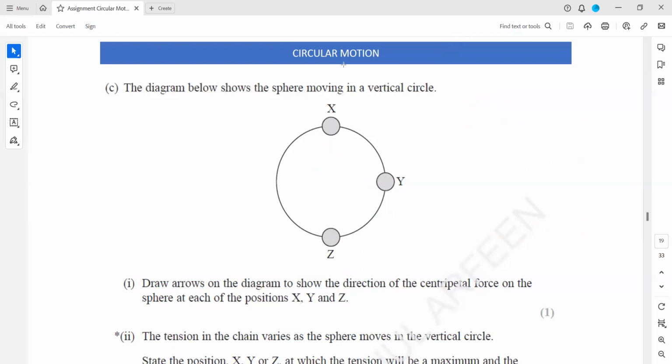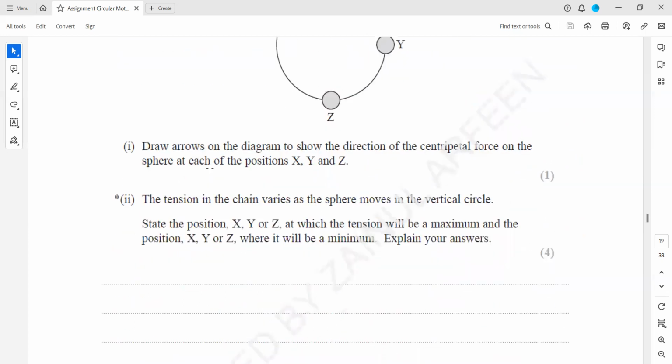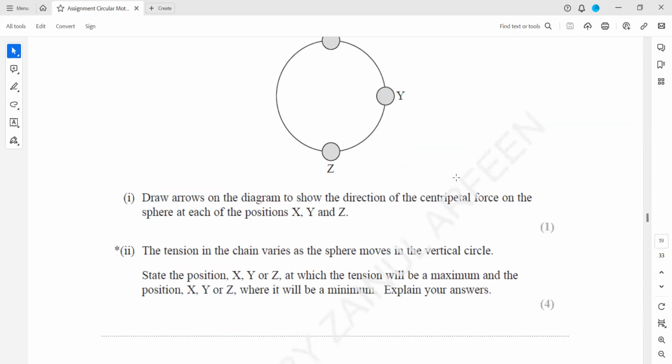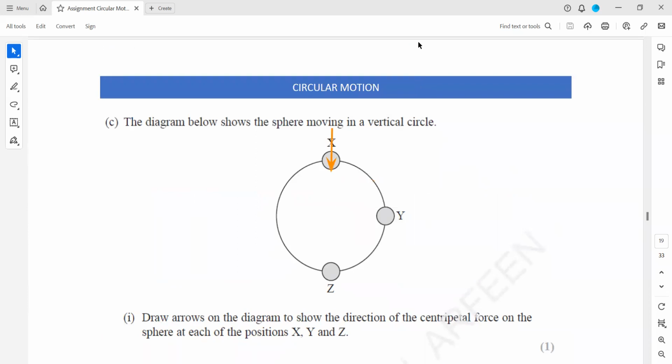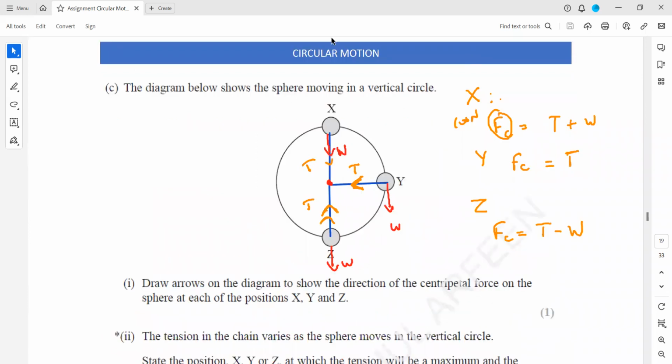Then, tension in the chain varies as the sphere moves. State the position X, Y, and Z at which the tension will be maximum, and the position where it is minimum. So this is a simple derivation. You can see at which position we have a minimum tension. At position X, we will have a minimum tension.